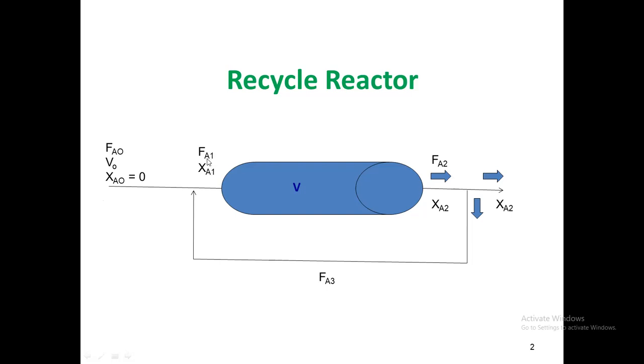Now, FA1, the actual molar feed rate to your reactor, will be the sum of FA0 and FA3, where FA3 is a portion of the FA2 that remained unreacted here. So FA2 is divided into this stream FA3, and you have another one here. Nonetheless, your degree of conversion for the stream that leaves this reactor is still XA2, and your XA1, the degree of conversion of the stream that is processed by your reactor, will consider XA2 and XA0.